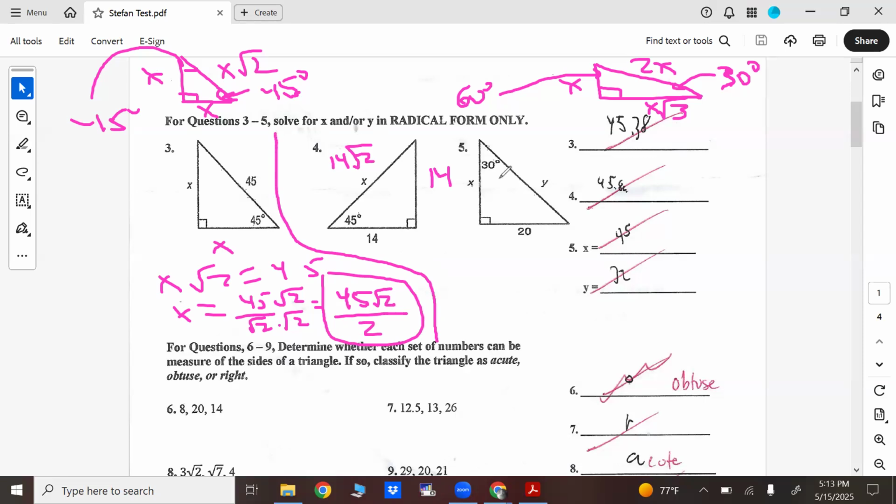Hold on. Let me just get that. That's 20. So this has to be 40. Oh, just give me a second. Take your time. Just make a lot of outlines. Teacher doesn't get.